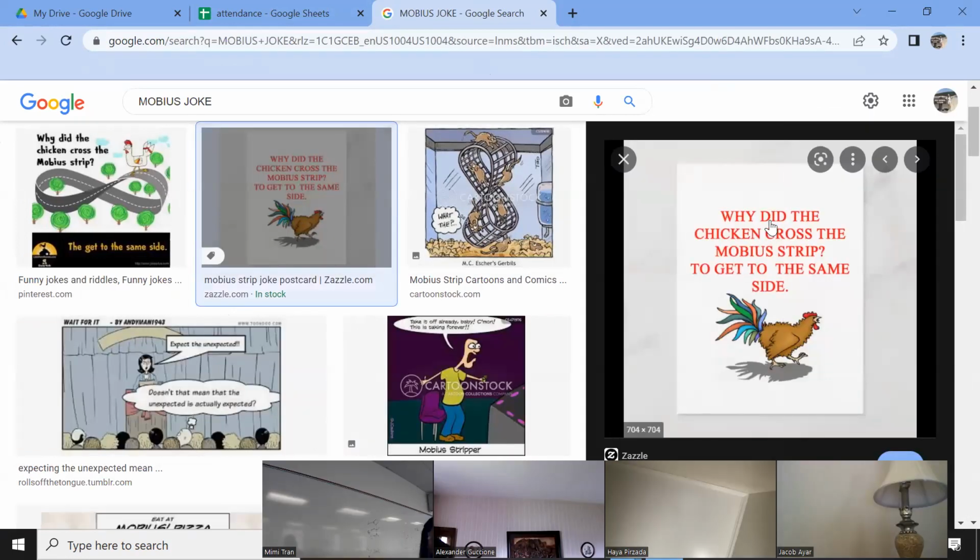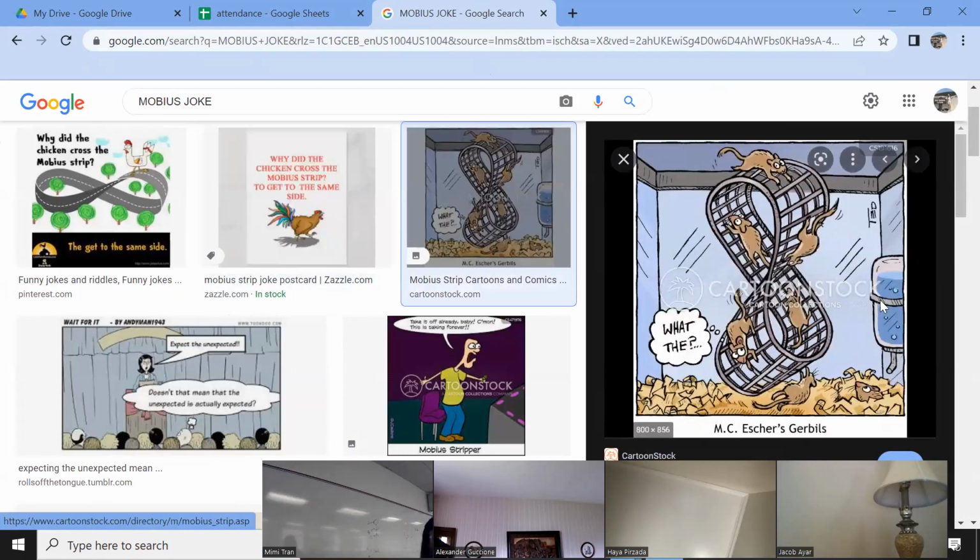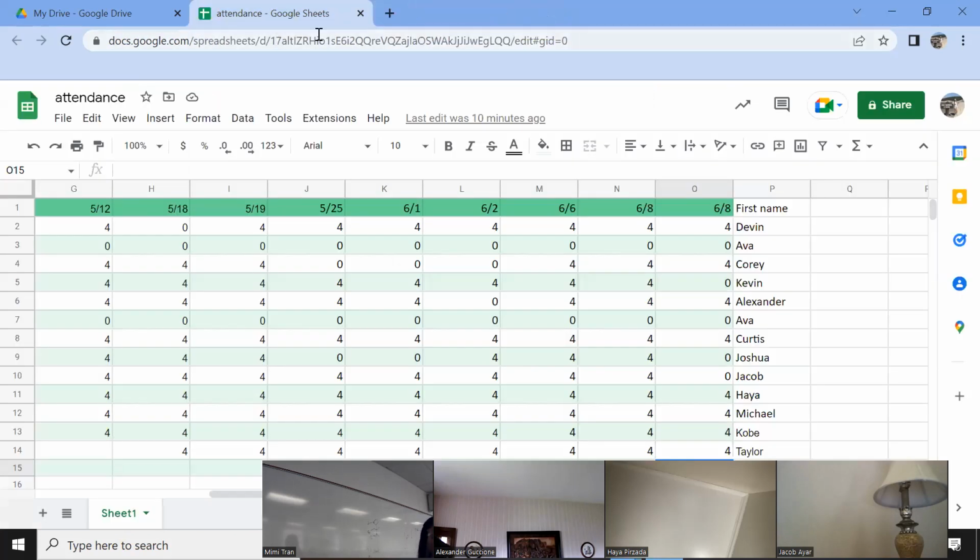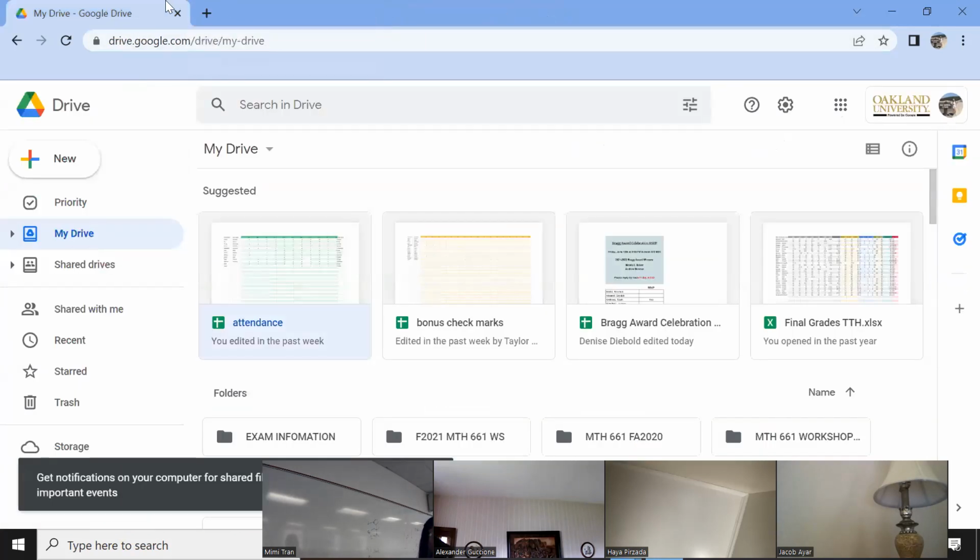Let me put this away. Yeah, why did the chicken cross the Mobius strip? To get to the same side. So here, right here, the red is trying to get to another side. So you keep going in circles, right? Not circles, but the same side. Okay, all right. So that's the Mobius strip. I hope it interests you, especially people who go for engineering. You know, at least one application of that.